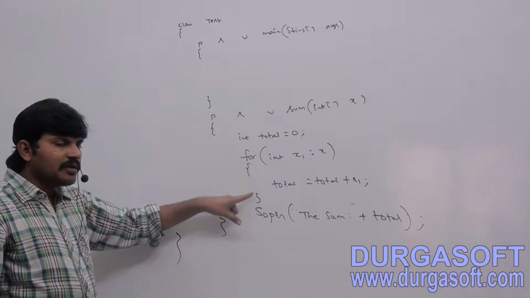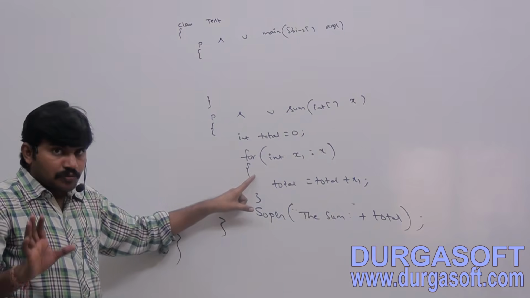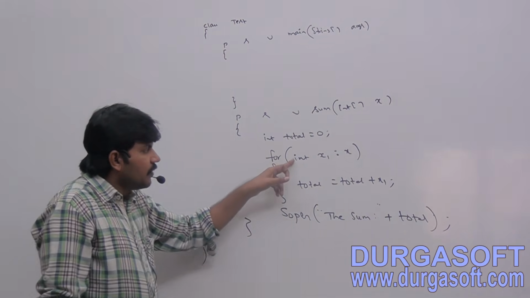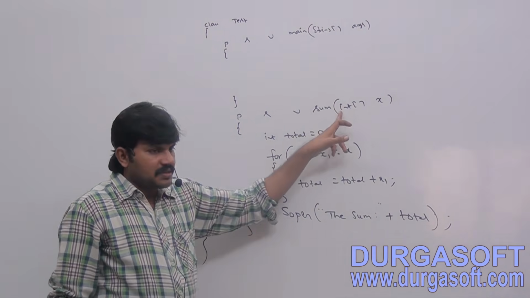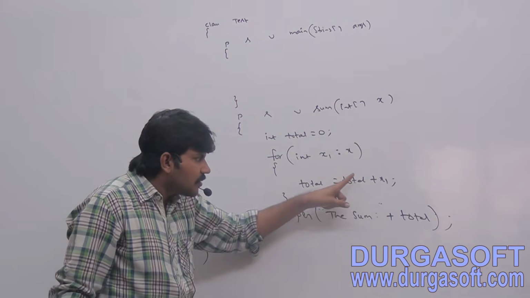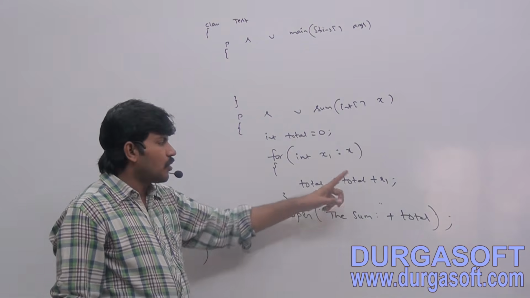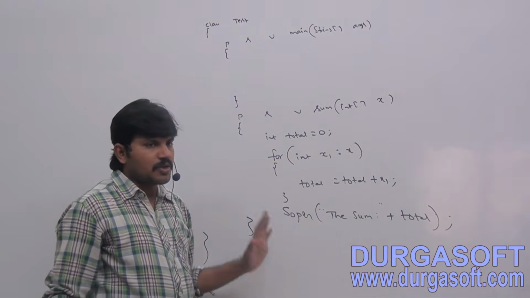What is this loop? This loop is called what? For each loop. You know the basic idea. Sir, for every int element present in this array, can you please add that to the total? Total is equal to total plus x1. The sum is nothing but total.